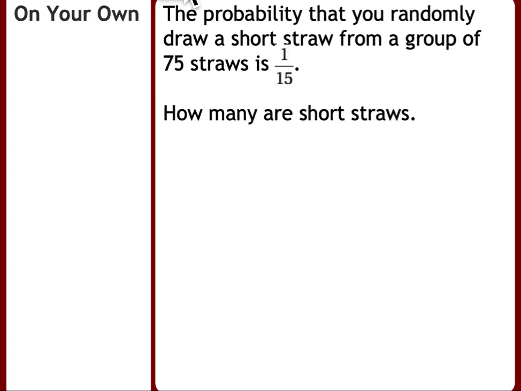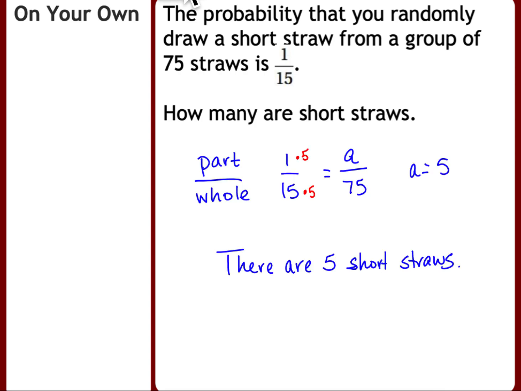All right, so here's one on your own. So the probability that you randomly draw a short straw from a group of 75 straws is 1/15. How many are short straws? So for this one, you would get 5 short straws.